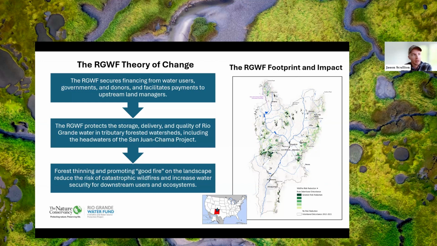And essentially, this is a trans-boundary project that moves water from the San Juan Mountains and the San Juan River Basin into the Colorado River Basin. And this water is critical for farmers and communities, and it's also at high risk of wildfire. So TNC New Mexico is working in this landscape as well as the Rio Grande Water Fund footprint within New Mexico.